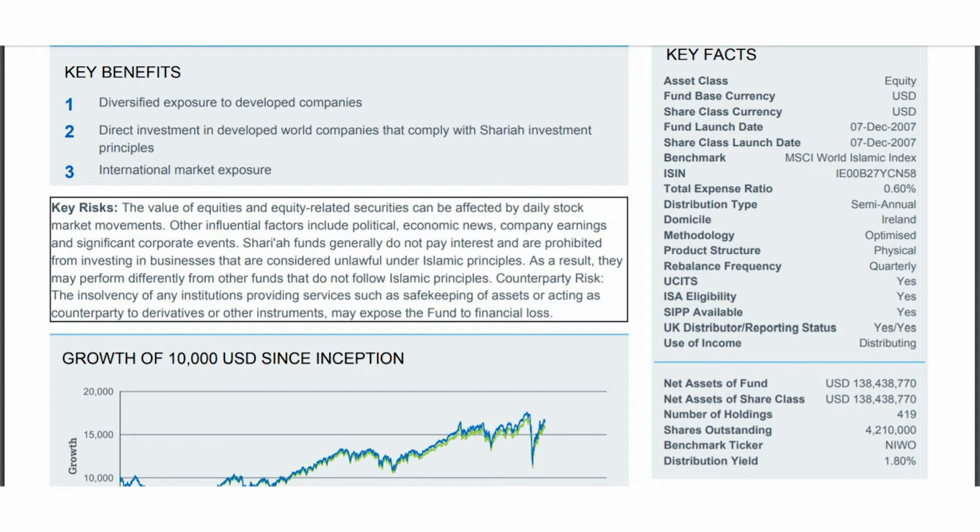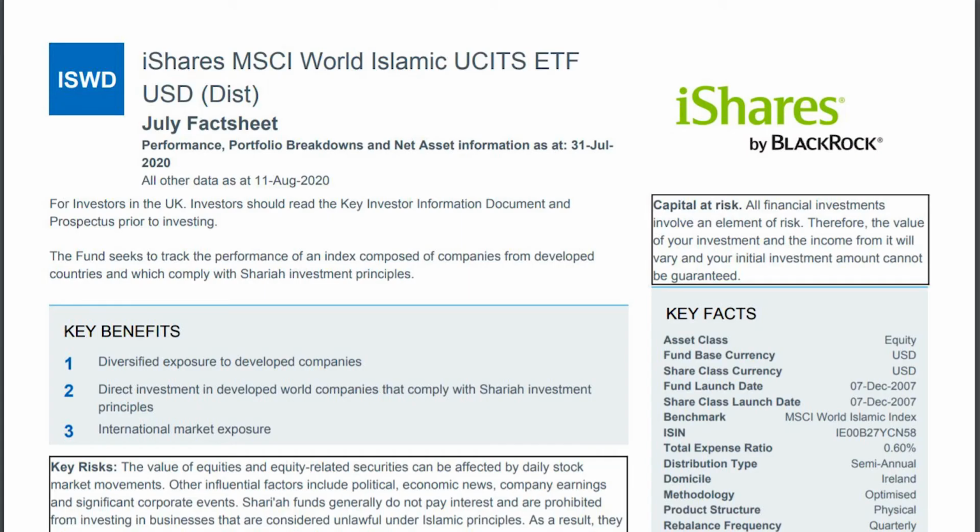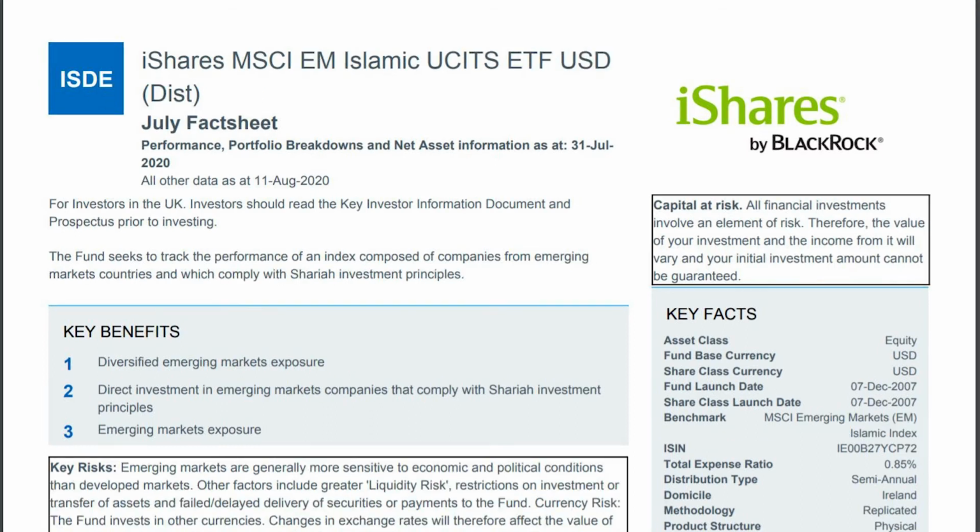The next point you could look at is the number of holdings this particular ETF is invested into. As we can see, the ETF currently holds 419 companies. The top holdings include Johnson & Johnson, Nestle, Procter & Gamble, Roche Holding, Adobe, Pfizer, Intel Corporation, Merck & Co., Novartis, and ExxonMobil. The ISWD ETF is a fantastic way to get exposure to developed markets.